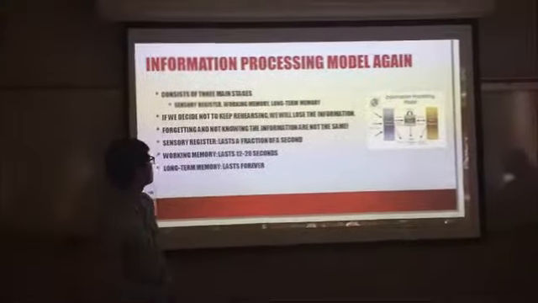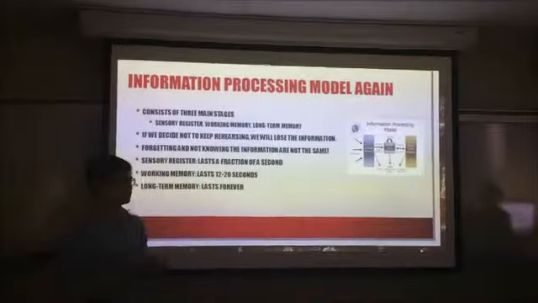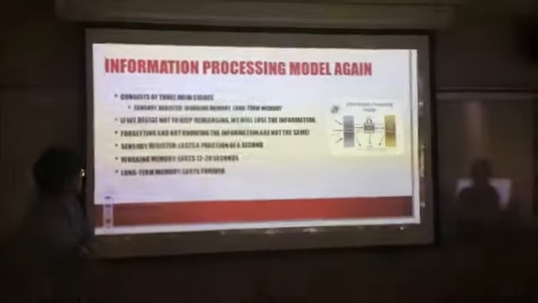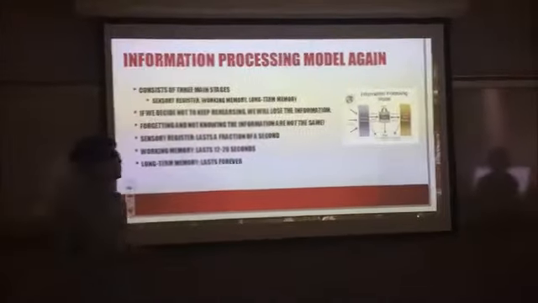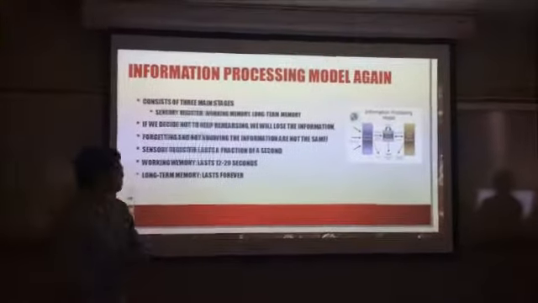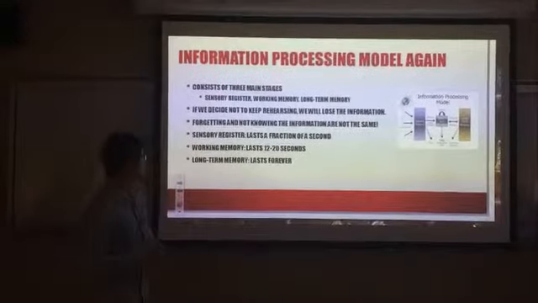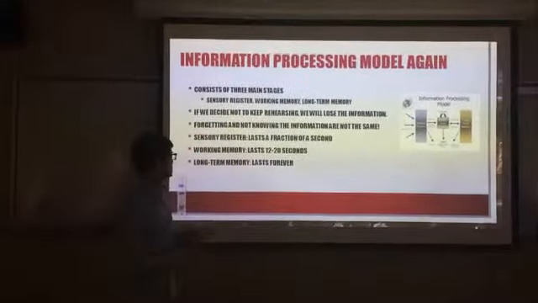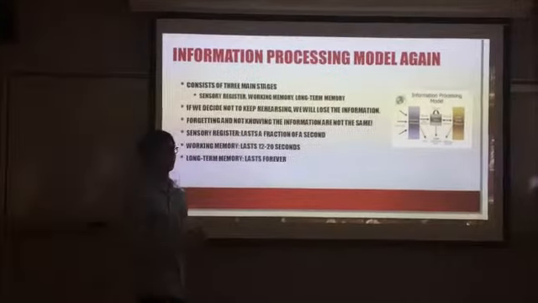So a quick review about the information processing model. There are 3 main stages: the sensory register, the working memory, and the long-term memory. If we decide not to keep repeating the information, we will actually lose the information. Forgetting it and not knowing the information are not the same, they're actually different. The sensory register lasts for a fraction of a second, working memory lasts 12 to 20 seconds, and long-term memory can last from forever to almost forever.